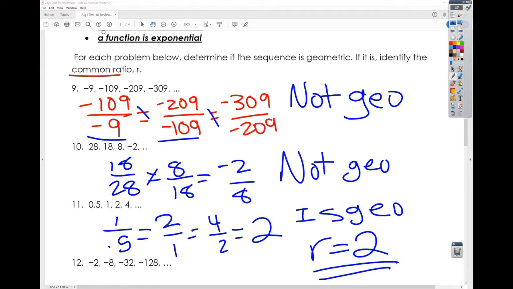And then on number 12, you would also see that that is going to be geometric. And the common ratio there, well, if I take negative 8 and divide it by negative 2, I would get a positive 4. And so the common ratio on number 12 would be a positive 4. Again, if you take consecutive terms and divide one of those terms by the previous term, each time you do that, you would get 4, and therefore that means it is geometric. Okay.